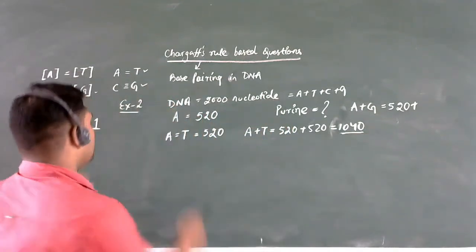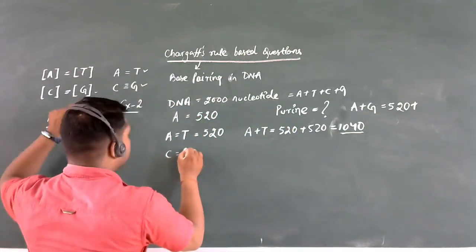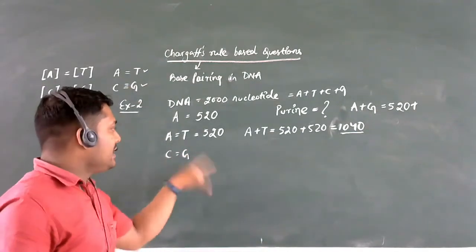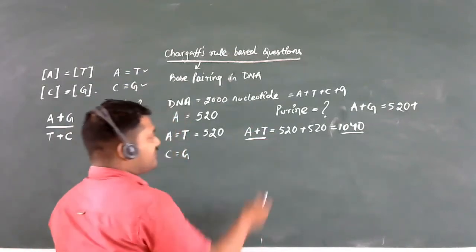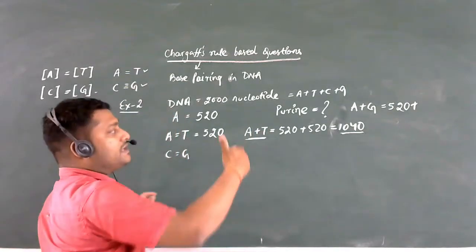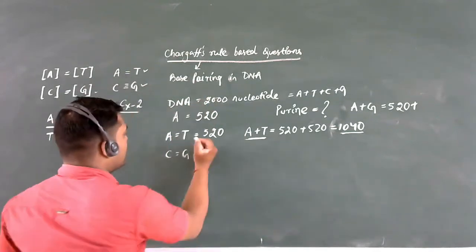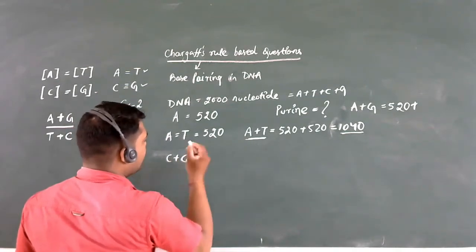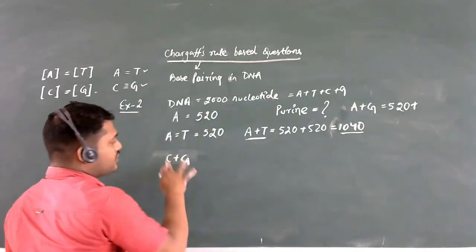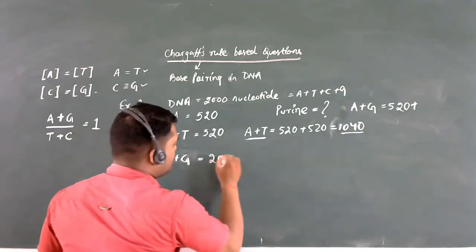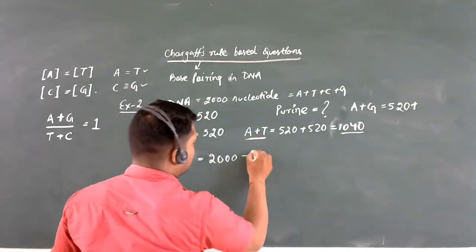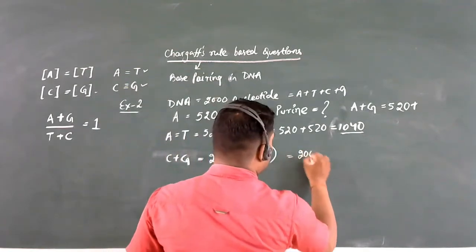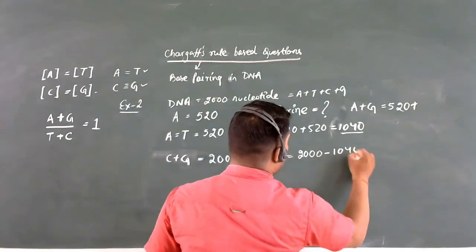So now we all know that C is equal to G. If we can find the value of C and G, how do you find that? Very simple: whatever value I've got for A plus T, we have to remove that from the total number of nucleotides. We have found the A and T value. So C plus G is now equal to 2000 minus A plus T. Okay, so A plus T is how much? This is going to be 2000 minus 1040.